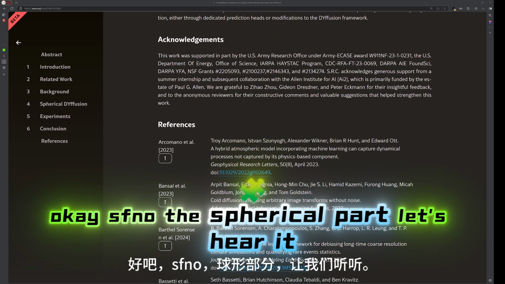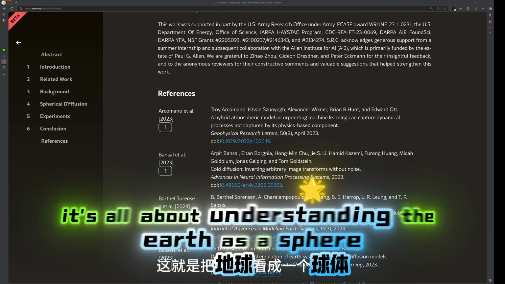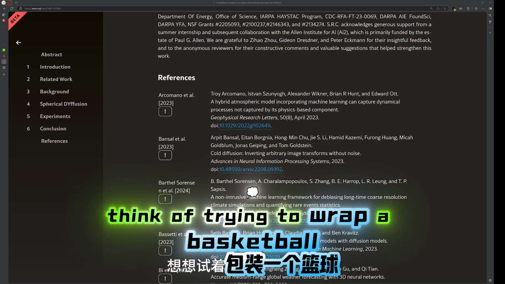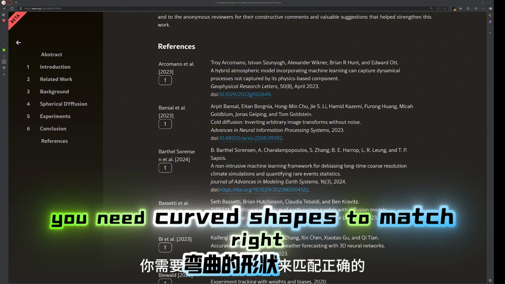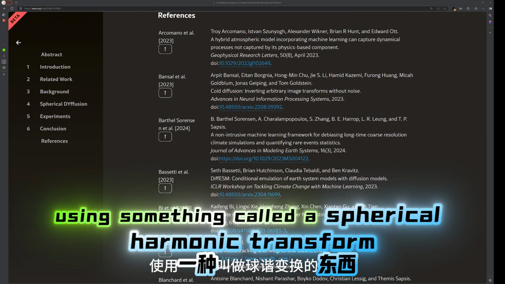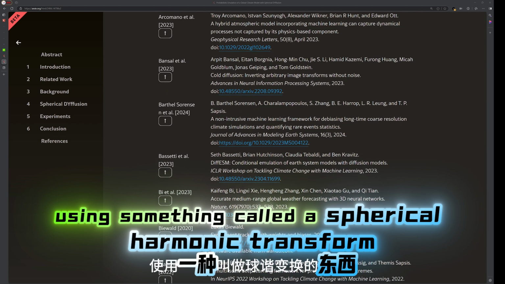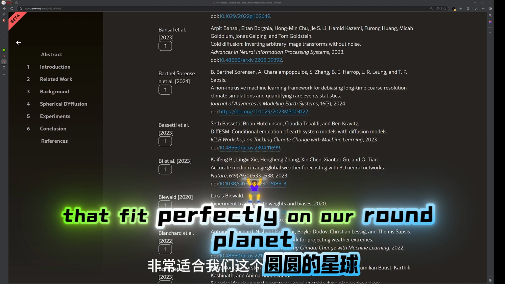Okay, SFNO, the spherical part. Let's hear it. It's all about understanding the Earth as a sphere, not just a flat map. Think of trying to wrap a basketball with a flat piece of paper. You need curved shapes to match, right? SFNO does that with data using something called a spherical harmonic transform. Breaks the data down into curved patterns that fit perfectly on a round planet.